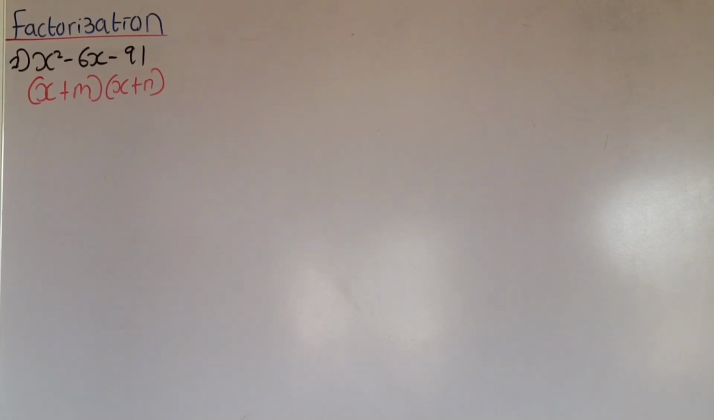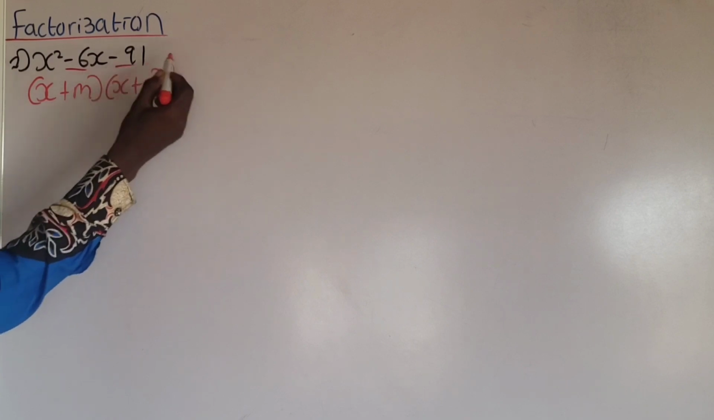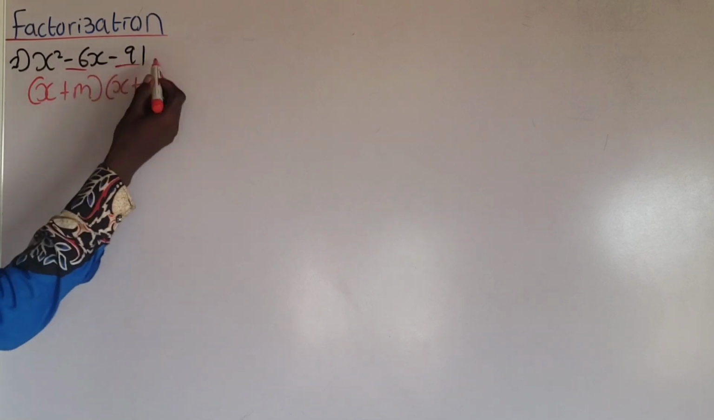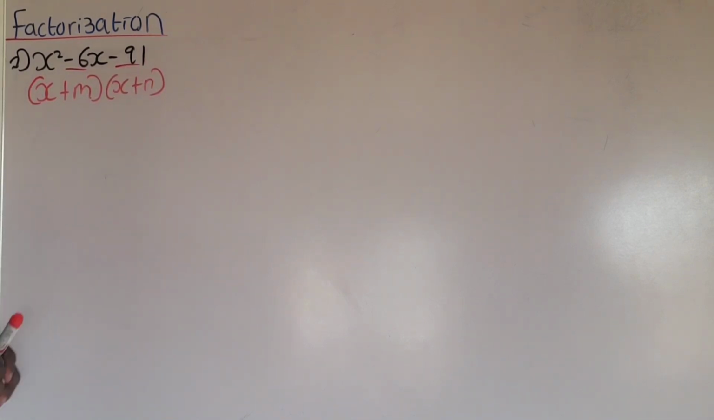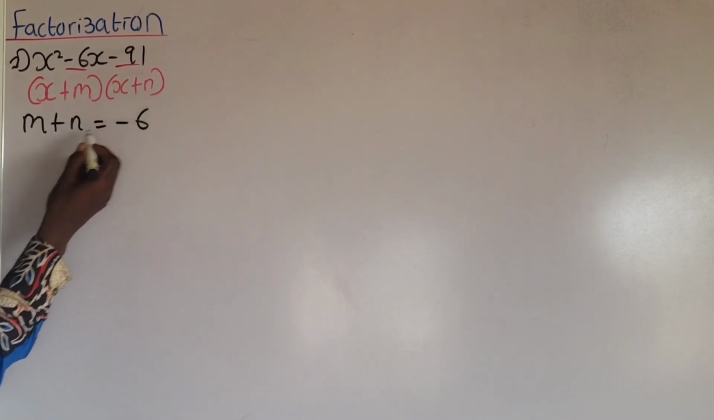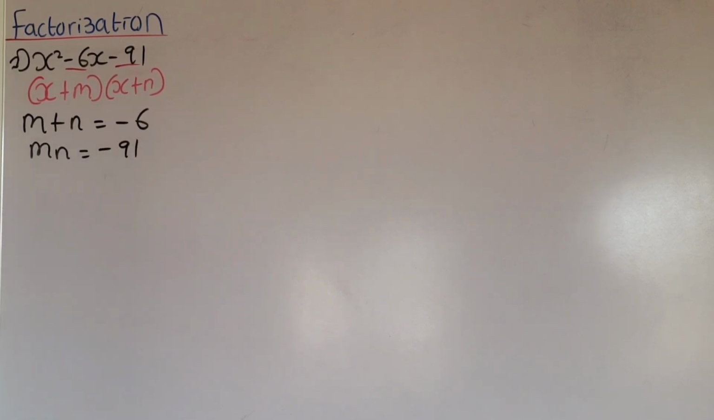Now, the next step is that you know that the sum must be equal to the second term. You understand? The sum of the roots must be equal to negative 6 and the product must be equal to negative 91, because this is a quadratic equation in which the a value is 1. So this is negative 91 here. Now let us proceed. The sum must be equal to negative 6 and the product must be equal to negative 91.